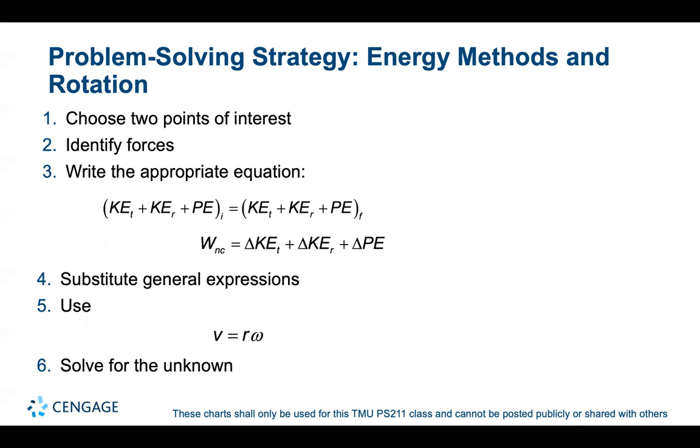Then we want to write our equations. If there are non-conservative forces, use a general work energy theorem. If the forces are conservative, use conservation of energy. You then substitute the general expression for the terms in the equation. You use v equals r omega to eliminate either v or omega from the equation. And then finally, you solve for the unknowns.